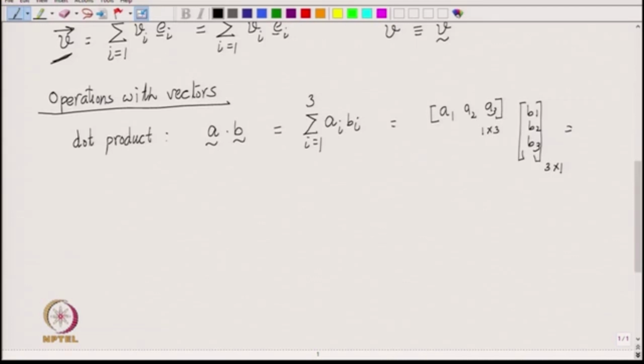But there is another thing that you can see now. The first one is a row, which is the transpose of a column. So, we could also write it as the vector A transpose multiplied with B. So, A dot B we could also write as the vector A transpose multiplied with B. Okay.